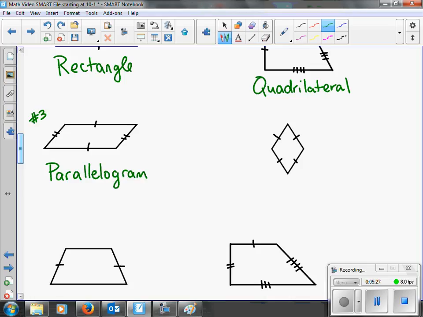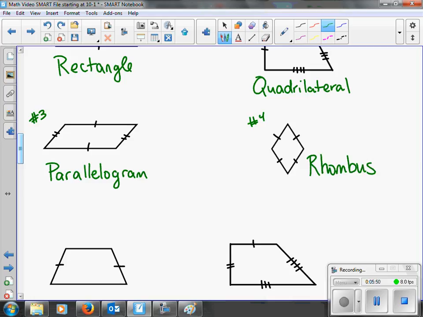Okay, parallelogram. And it's just kind of slanted on the side there. Okay, here we have number 4, excuse me. We have a quadrilateral. It does have four sides. It does have four angles, but we can get more specific. And this is your rhombus.